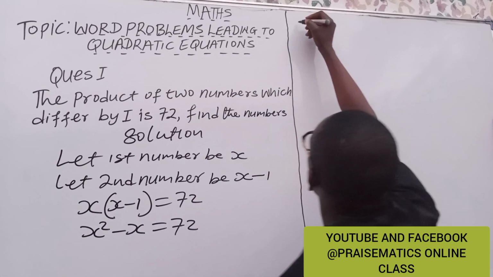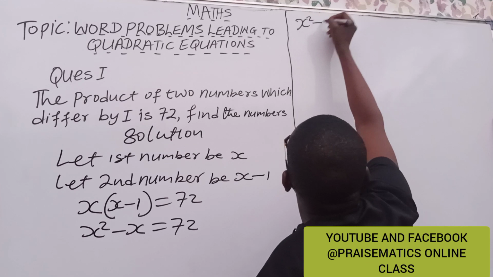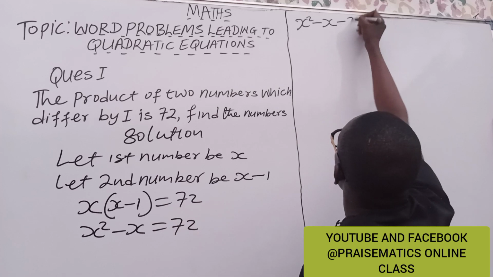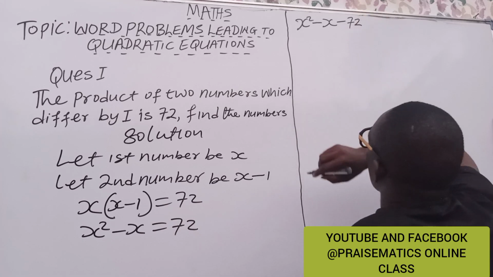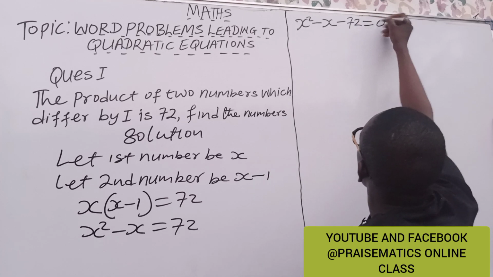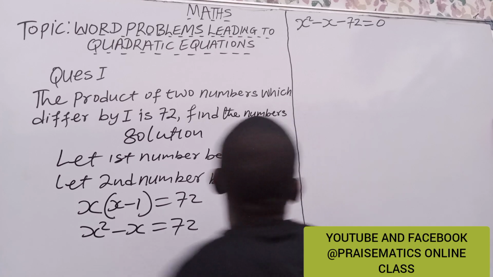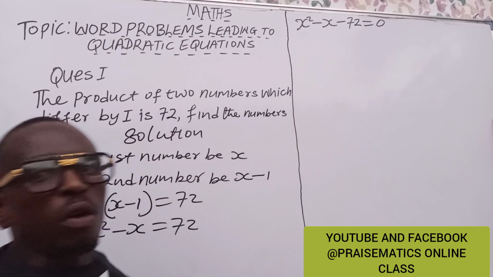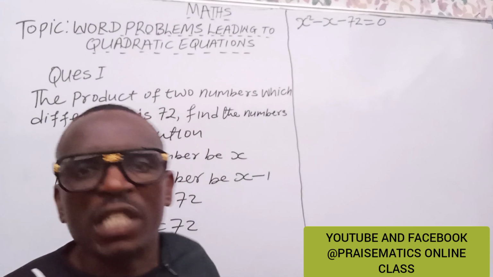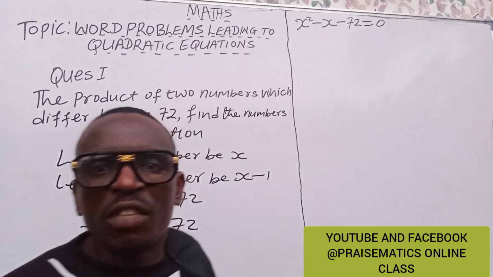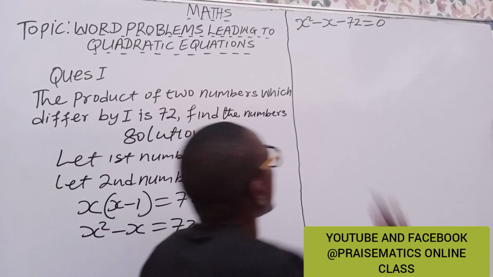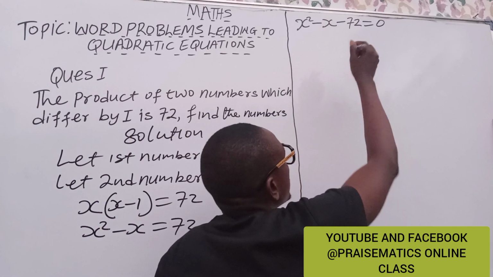So now we have x squared minus x equals 72. This 72, we cross the sign of equality and it becomes minus 72, equal to 0. So in this case, this is a quadratic equation. You need to solve this quadratic equation either by the factorization method, or by completing the square method, or by the almighty formula, which is known as the general method of solving quadratic equations. But I choose to use factorization here.